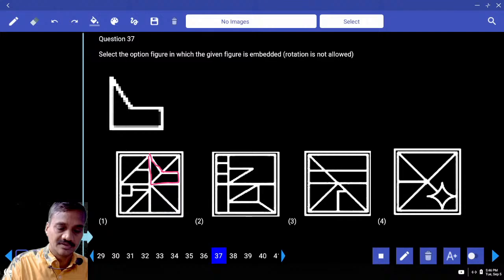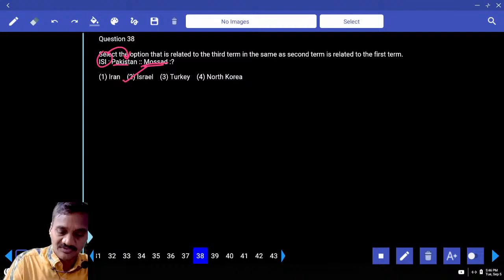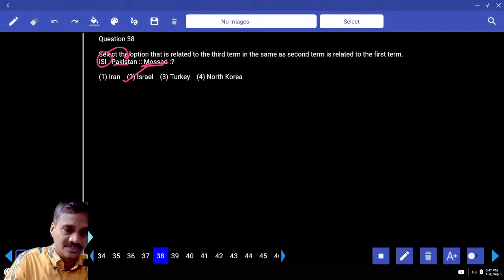Then next one, 38. ISI is formed in Pakistan and Mossad. Now Mossad and ISI are intelligence groups. Mossad is the intelligence group of Israel, as RAW is there for India. Now this ISI is for Pakistan and Mossad is for Israel. That is 38, choice 2.